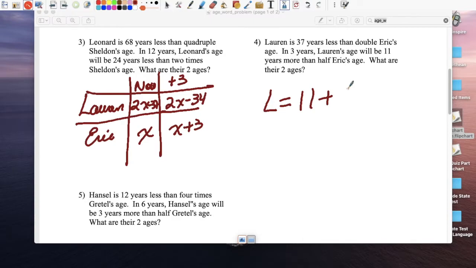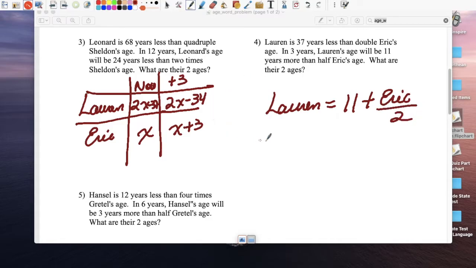So wherever Eric is, where's Eric? Eric's age. Sorry. Let me write E for Eric. Actually, sorry. I'd rather write it like this. So Lauren is going to be 11 years more than half of Eric's age. So whatever Eric's age is, divided by 2. That's our equation. That's the relationship they're going to have 3 years from now. So now we can replace Lauren with 2x minus 34. We're going to replace Eric with x plus 3 over 2.